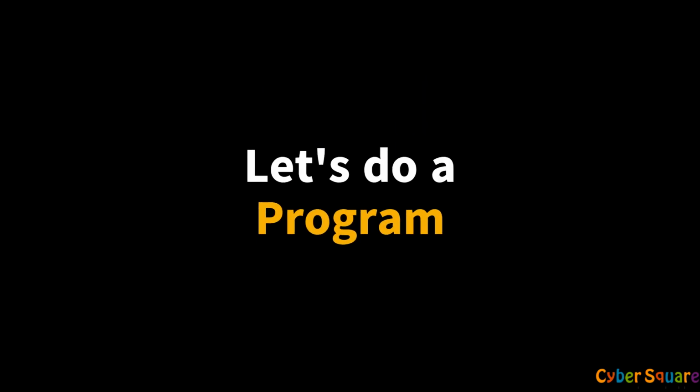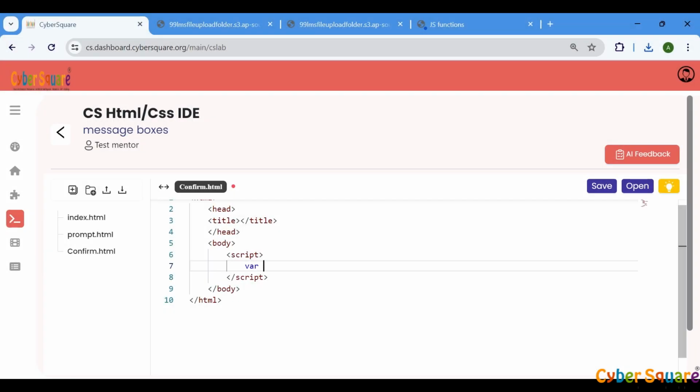Let's do a program. Here, we have a variable declaration, var response. This variable will store the user's response from the confirm box. Use the confirm method to create our confirm box. The message displayed in the box is, "Are you sure you want to continue?" Click OK to continue.